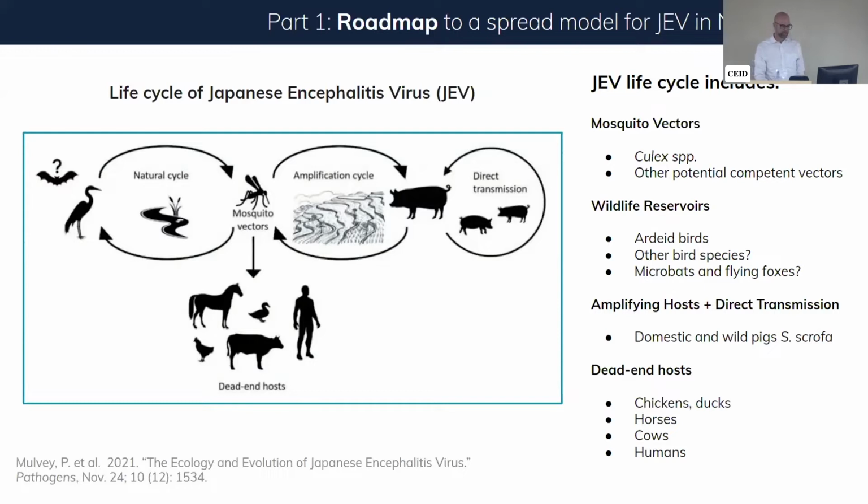So we know that the JEV life cycle includes various Culex species, but possibly other competent vectors, and wildlife reservoirs, which may or may not be the same between Southeast Asia and North America. There is a spatial interaction between those locations that are amplifying, whether that's because they are built environments, for instance, pork producers, or wild environments where birds can be amplifying or feral pigs can be amplifying. And of course, many of our sentinel species are dead-end hosts.